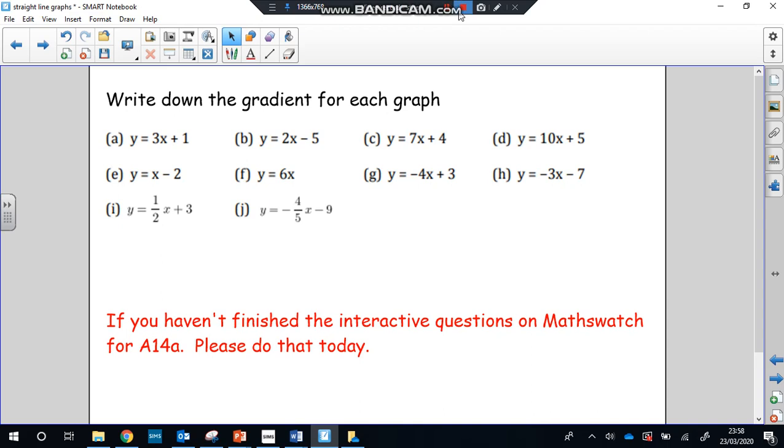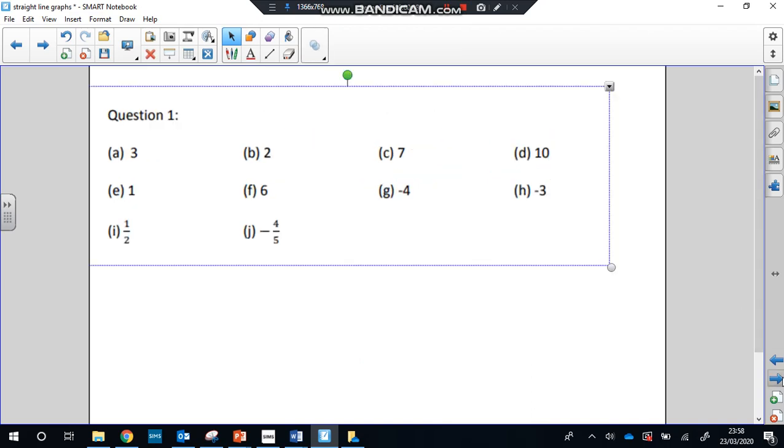Okay, so yesterday I left you this exercise, which was to find the gradient for each graph, and these are the answers. So if you just pause and mark your work from yesterday, that'd be good. Anything you're not sure about, just email me and I will try and help you.